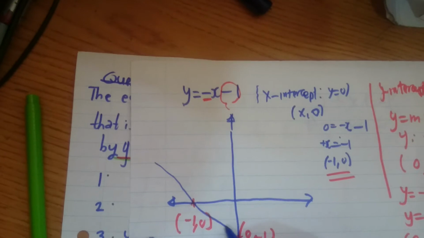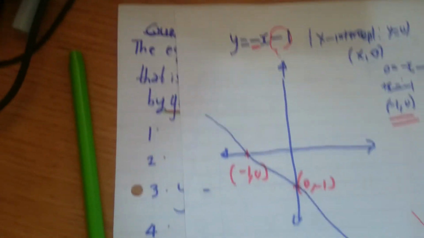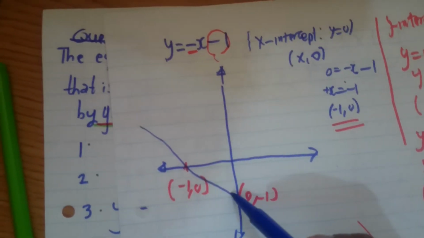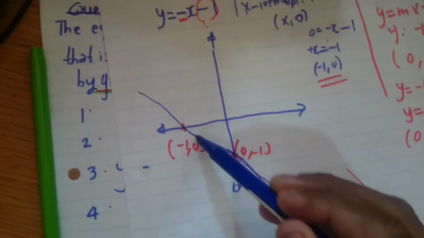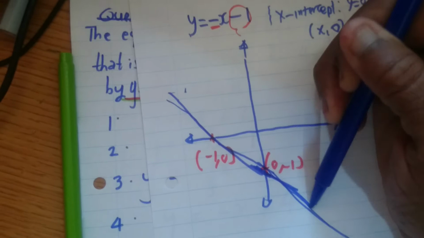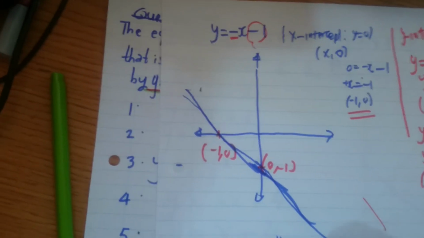Does it make sense? My drawing looks like a snake; it should be a straight line. I don't want to mess up, because it's going to look dirty. It has to be drawn with a ruler, so make sure you get your ruler and draw a straight line. And this is the line of the given equation, y equals -x minus 1.